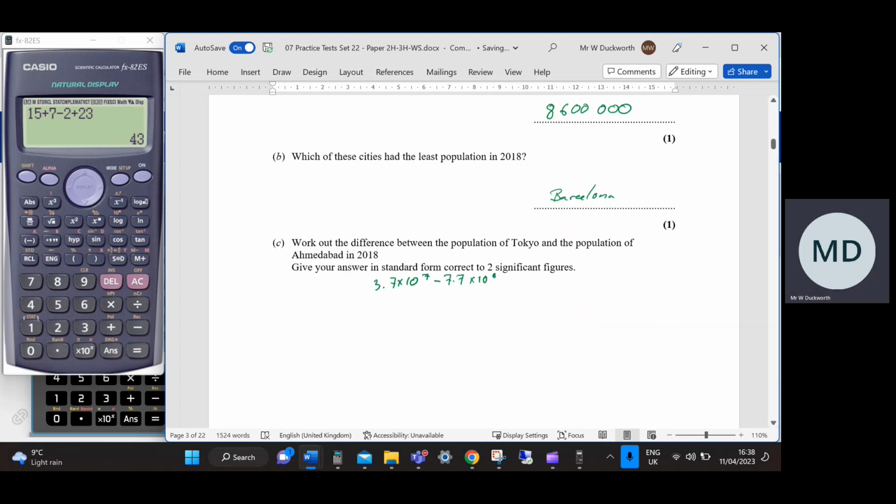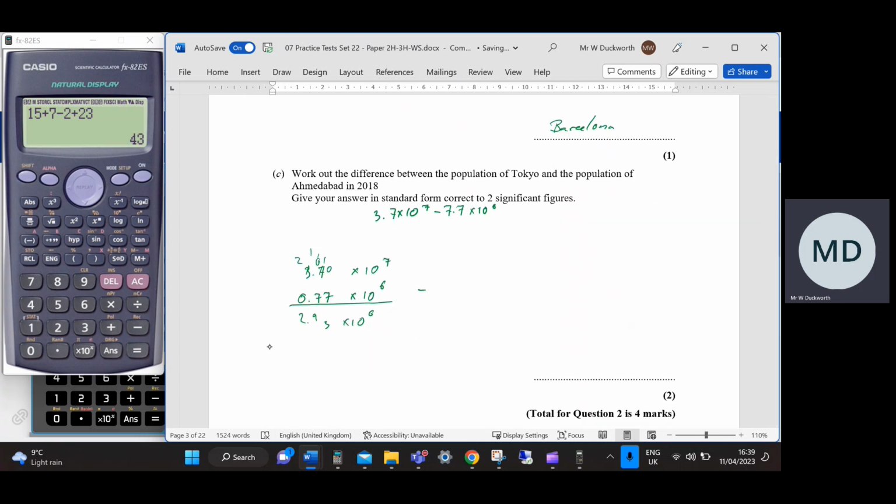I'm going to try this without a calculator, and then I'll use the calculator to just double check this for me. So I'm going to say that this is 3.7 times 10 to the 7. And I'm going to subtract from it, and I'm going to convert this into 0.77 times 10 to the 6. So if I subtract those numbers away from each other, the 2.93 times 10 to the 6 is going to be my answer.